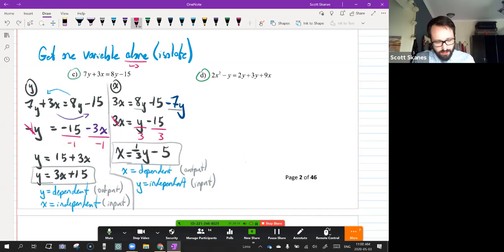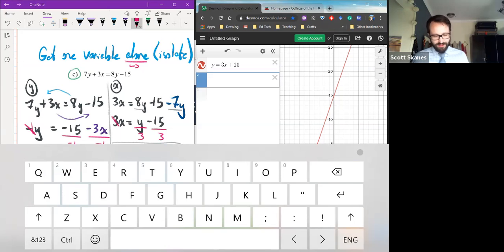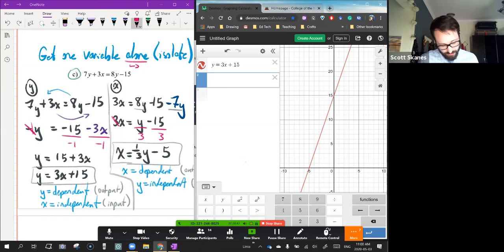So let me go ahead and quickly graph this one again. And some of you might be like, why is he graphing all this? Well, it will help later. Well, at least I think it will.